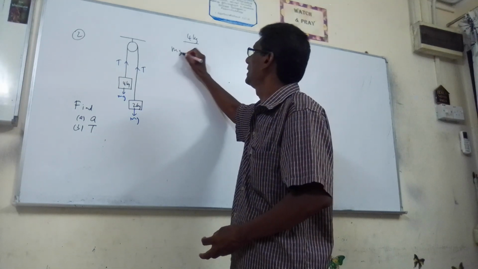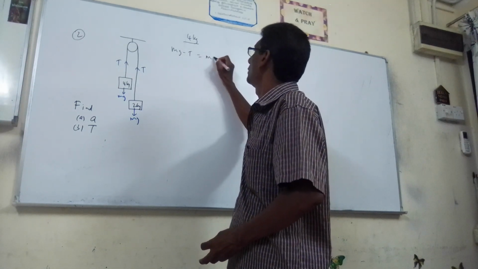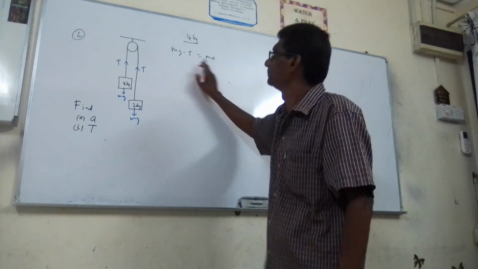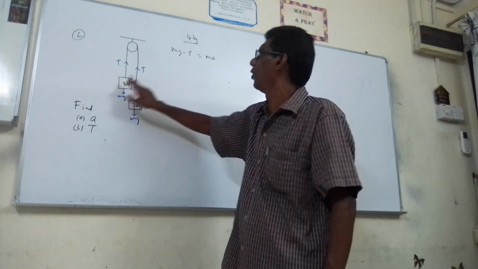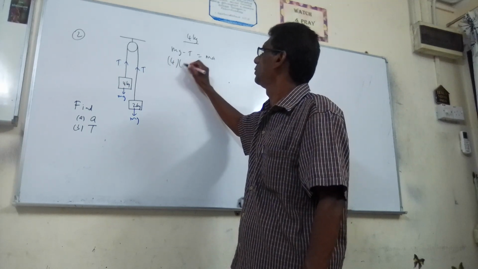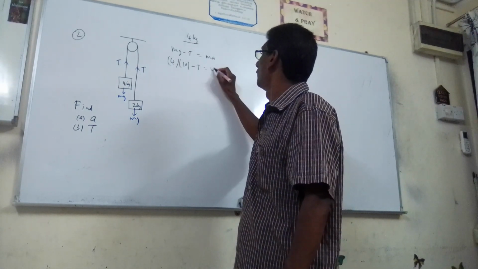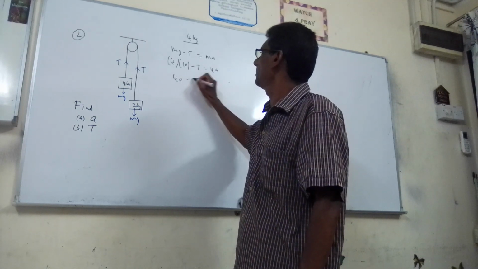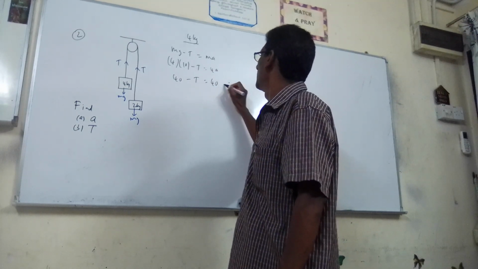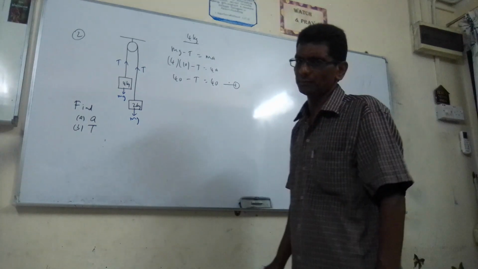So mg minus T equals ma. ma is the resultant force. M equals 4, g equals 10, so 40 minus T equals 4a. This is equation number 1.